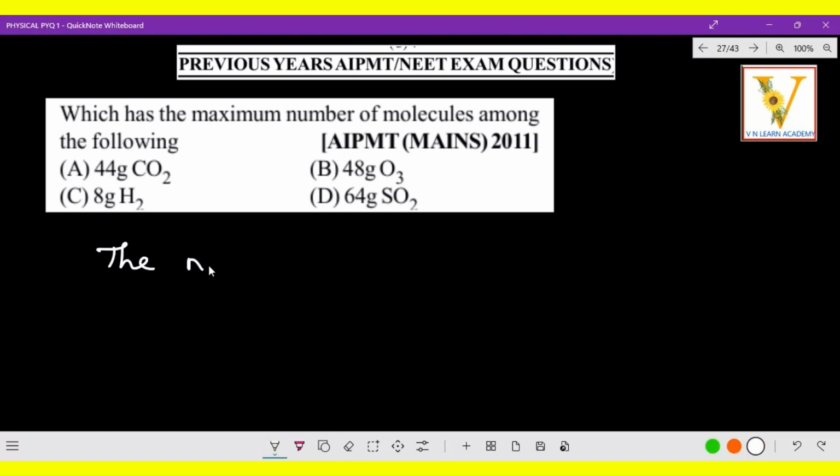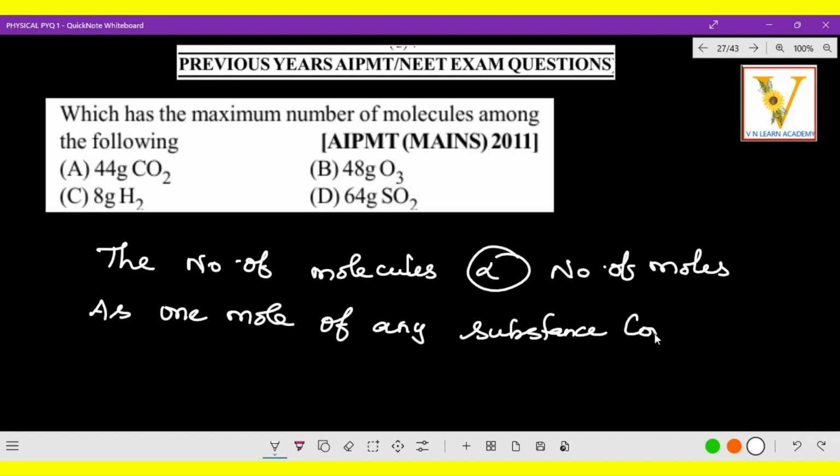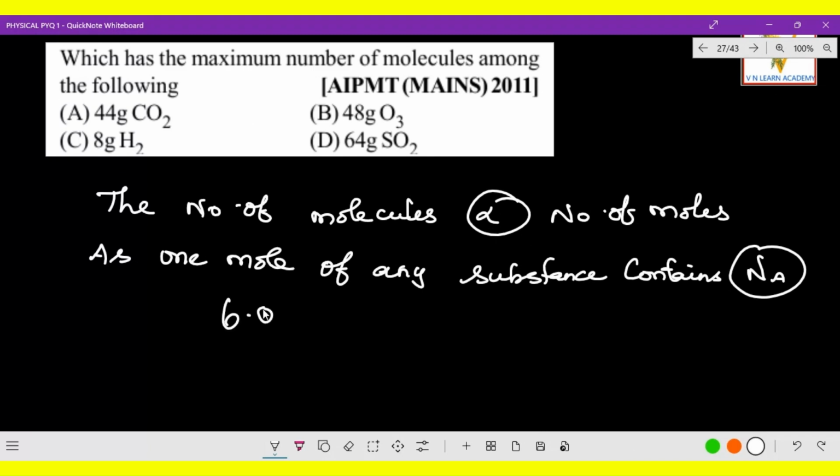So the number of molecules is directly proportional to the number of moles, as one mole of any substance contains Avogadro number, that is 6.023 into 10 to the power of 23 molecules. So this is moles and molecules, a very important point. Number of molecules is directly proportional to number of moles, as one mole of any substance contains 6.023 into 10 to the power of 23 molecules, atoms, you can mention it that way.